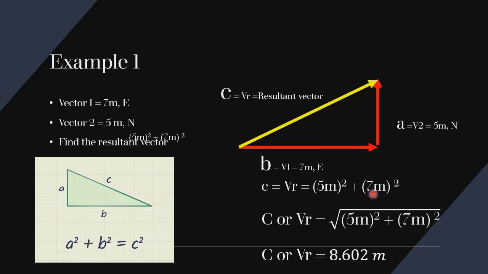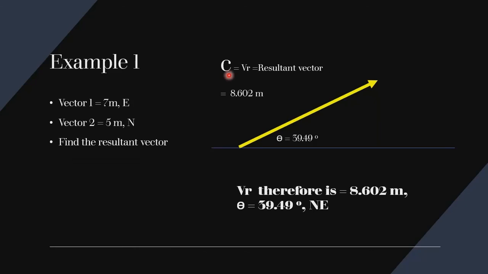And remember that our v sub r is also raised to the power of 2, but when we transpose the power of 2 to the other side, it becomes a square root. And so v sub r is the square root of 5 meters raised to the power of 2 plus 7 meters raised to the power of 2, and v sub r there is now equal to 8.602 meters. So again, our c, or v sub r, or the resultant vector, is now equal to 8.602 meters.